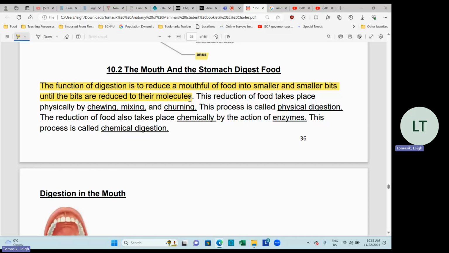So we know in order to go through a cell membrane, the molecules have to be very, very small, right? So we're going to take a big piece of food and we're going to reduce it down to very small molecules so that it can pass through the cell membrane.